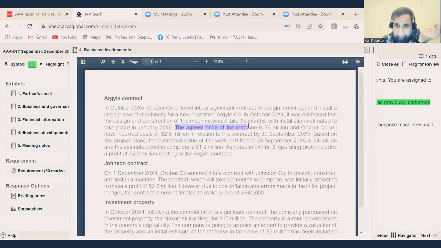The agreed price of the Argyle contract is $6 million. And Grubber Company will have incurred cost of $2.6 million by 30th of September. So how much cost has been incurred? 2.6. What is the agreed price? 6. So what is the stage of completion? 2.6 divided by 6 million.